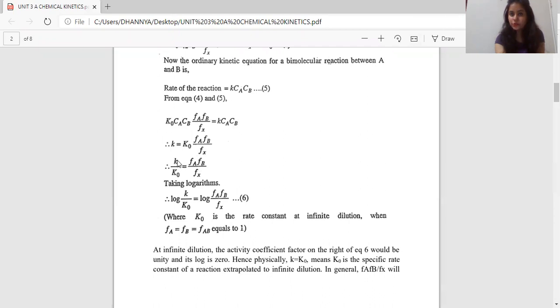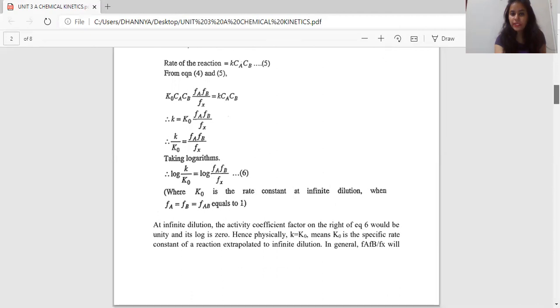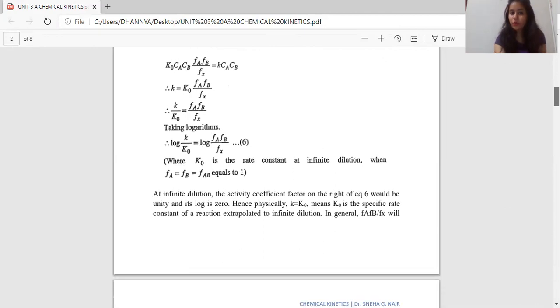So this equation turns out to be k upon k0 equals fa into fb upon fx. And if we take the log, log of k upon k0 is equal to log of fa into fb upon fx. We already know that at one point, if I dilute the solution to an extreme level, the activity coefficient of fa will be exactly equal to fb, which will be exactly equal to fx, which has been formed in the transition state. So that equals 1. So log of 1 we already know is 0. So log of k will be exactly equal to the value of log of k0.